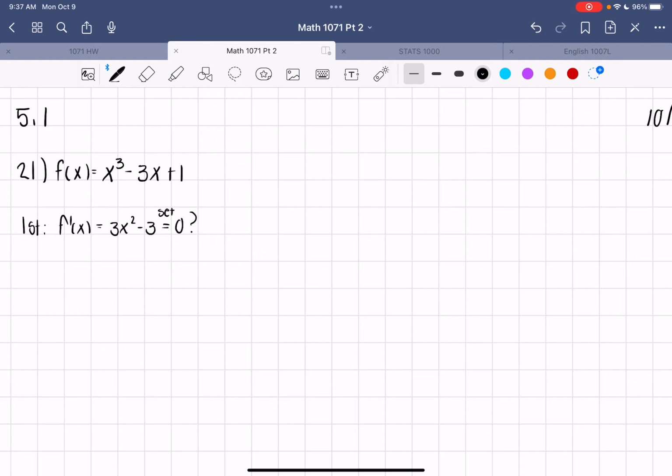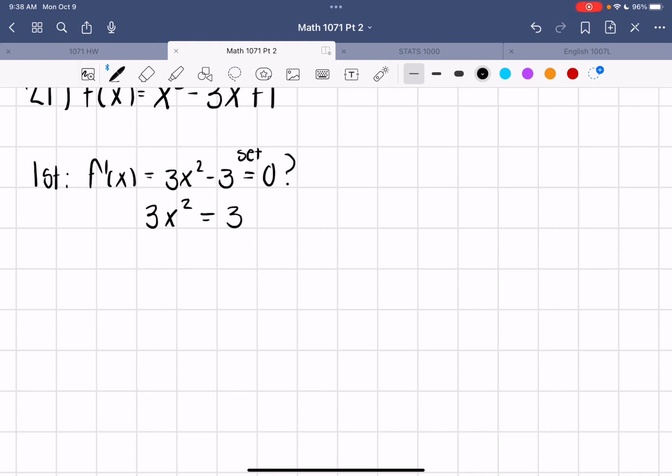But it does help if you can factor. What I'm saying is, this left-hand side, can you factor it? Can you factor a 3 out? See, I'm leaving the right-hand side alone. Factor out a 3. And now, can you factor a difference of squares? X squared minus 1 is x plus 1 times x minus 1.